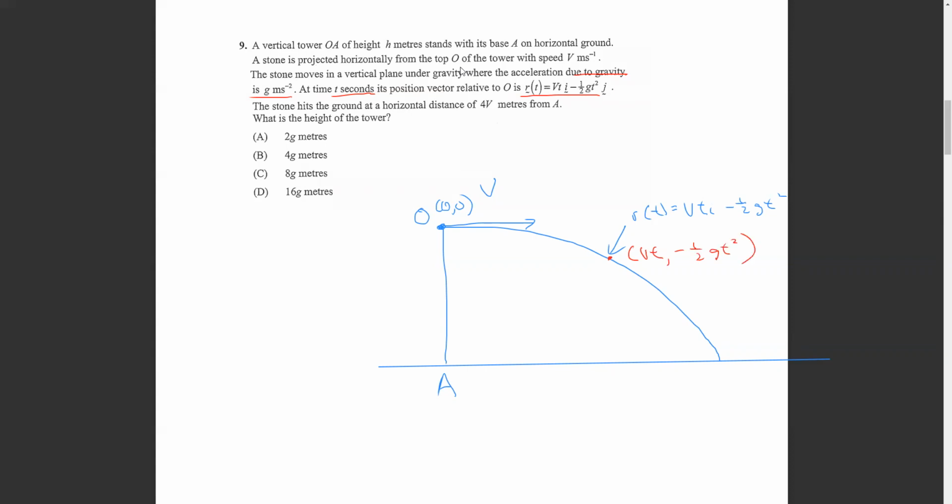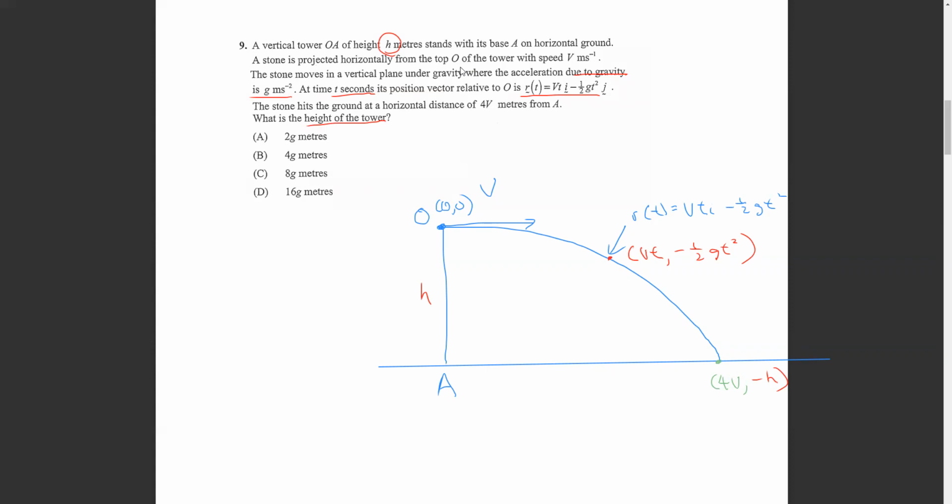And at some point, we hit the ground 4v from A. So this is 4v, 0. Well, actually, it's not 0. It's 4v, and considering that the tower was h meters high, you would have gone down h meters. So this is 4v, negative h. They want you to find the height of the tower in terms of g. In other words, you want to work out how much h is in g.